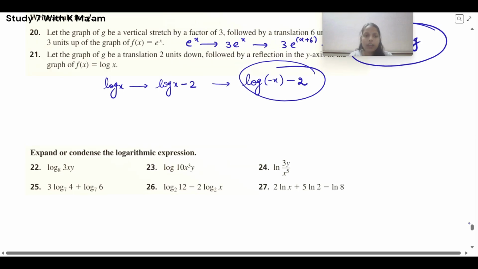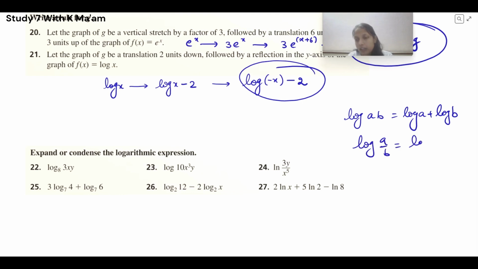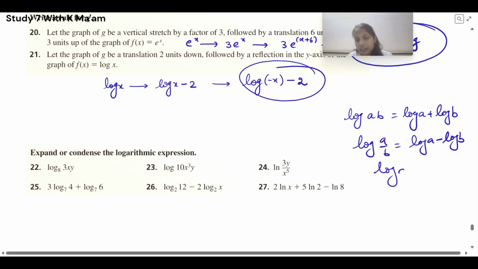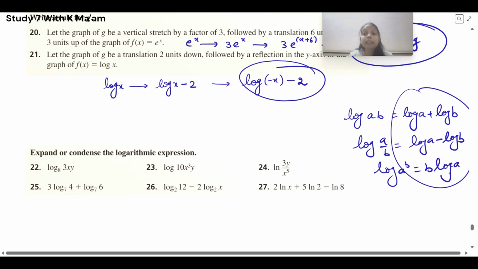Now, we have to condense or expand according to this. What are the properties? Log of x times y. If you have two numbers, log of a times b can be written as log a plus log b. If the terms are in a denominator, log a minus log b. If the term is in the power, it's b log a. These are used for condensing and the right side is used for expanding.